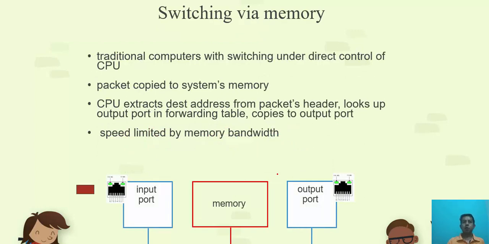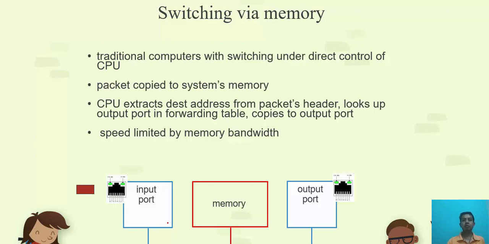Switching via memory was the original technique, which was implemented in the first generation routers. But this does not mean that it is an obsolete technique. In fact, many modern routers switch via memory. In this technique, switching between input and output ports is done under the direct control of the CPU. The CPU is nothing but the routing processor. Input and output ports function as traditional I/O devices in a traditional operating system.